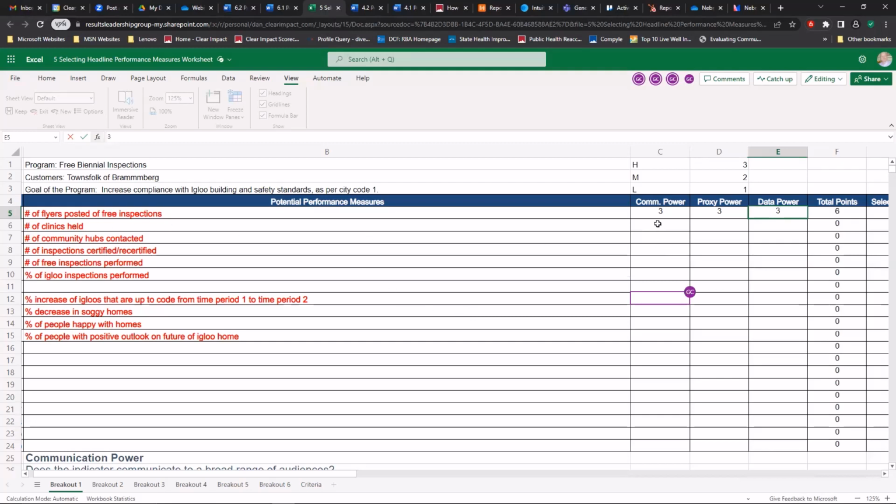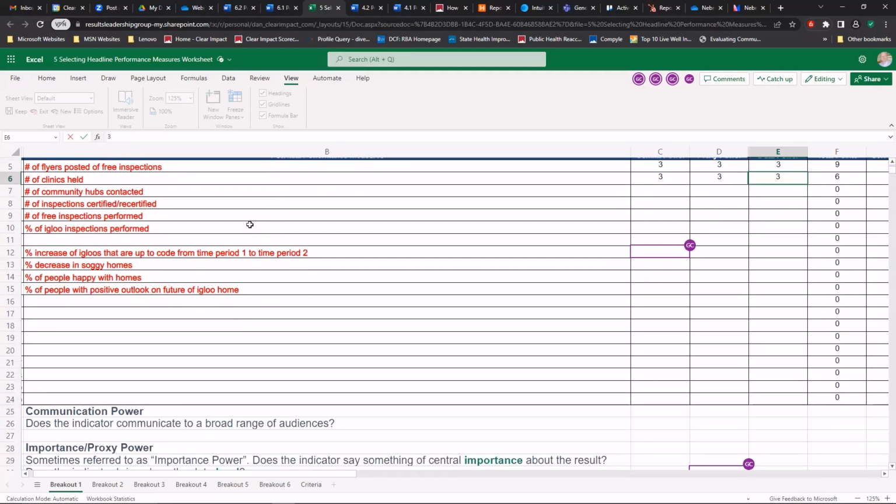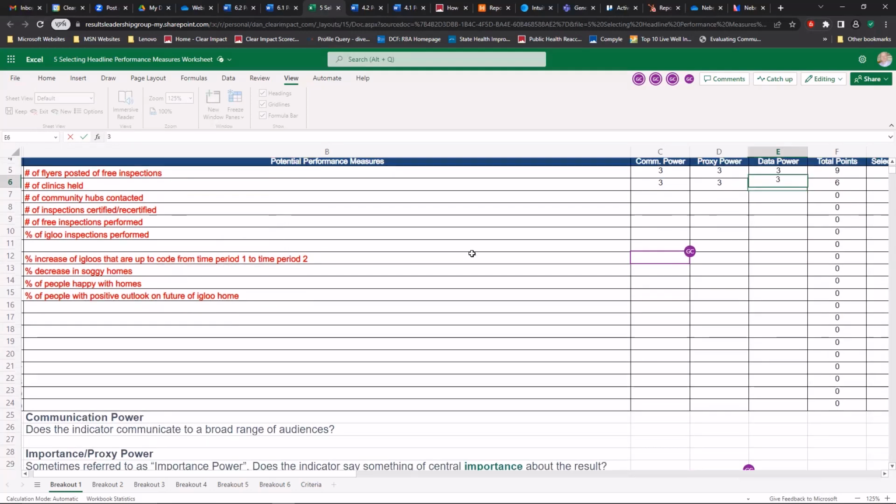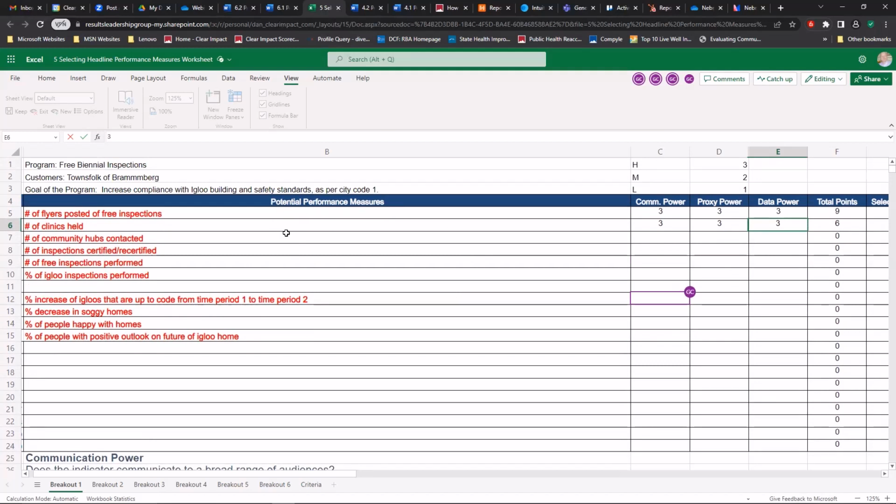Again, folks get that. And that's going to be helpful to have folks understand it. And it's easy to track the clinics. And same for community hubs contacted, although you might have to better define what community hubs are, unless that is a term that's used in the community. And so again, you can see how this would play out. Most of these are pretty easy. Most of these would be pretty high.